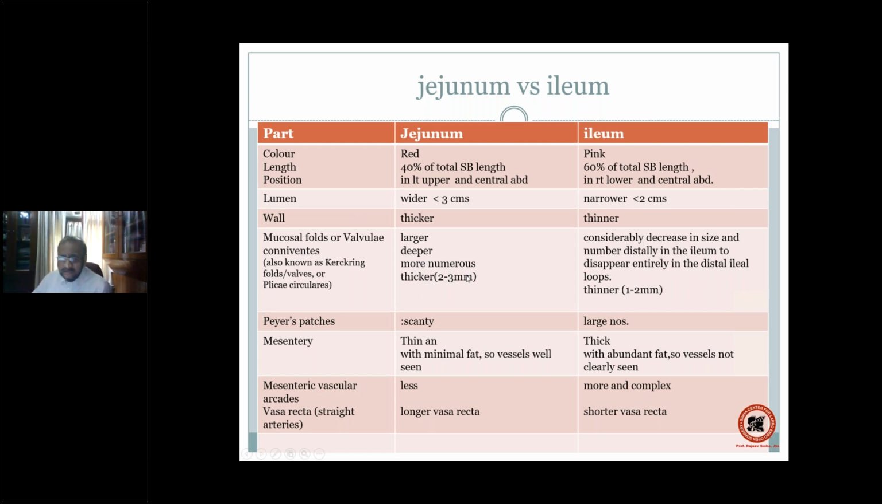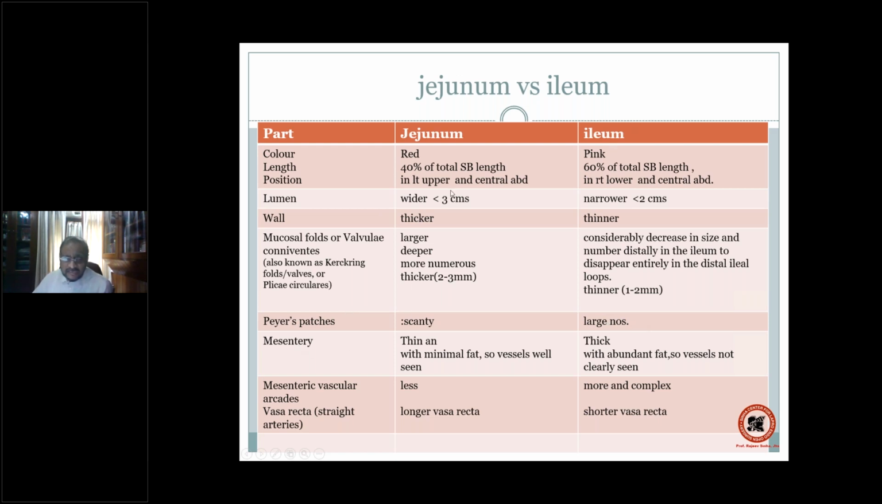In the rest of the ileum, as they go down from the jejunum, they become thinner and thinner, and they reach about 1 to 2 millimeters. They become more sparse. That means the distance between these two folds increases. If you look at the Peyer's patches, the reverse is true. You've got scanty Peyer's patches in the jejunum, but maximum in the ileum. You've got a huge concentration of Peyer's patches in the ileum.